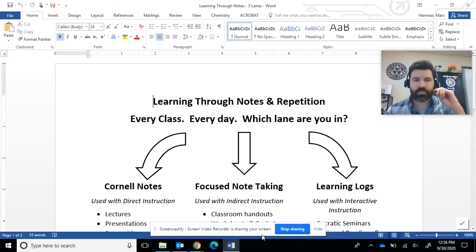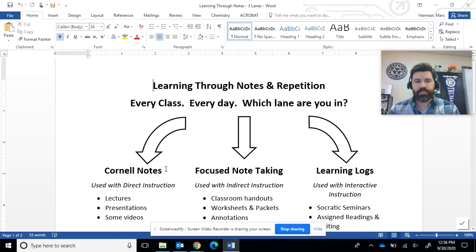Hey everyone, welcome back. Today we're going to talk just a little bit about note taking and review some of the material that you all learned last year in Avid. The first thing that I want you to note is what I have pulled up on my screen here. We call this the three lanes, and you received a handout of this last year.